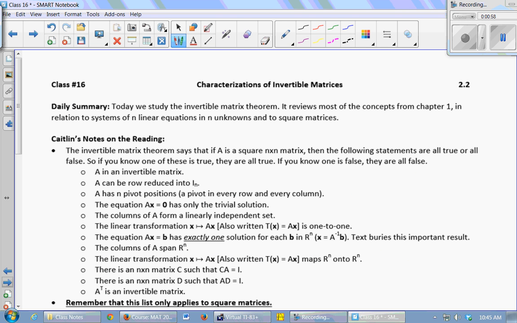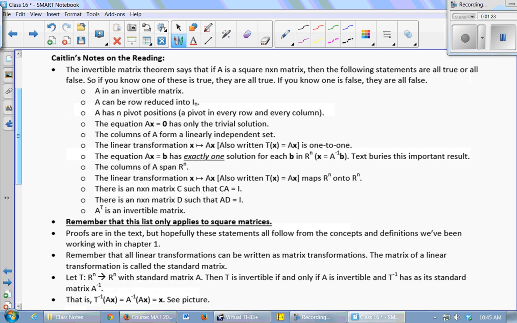Okay, so brief discussion of the reading. We're going to talk about the invertible matrix theorem today. This really pulls together many of the concepts from chapter 1 in one really important theorem. But it only applies when you have a square matrix, which means n linear equations with n unknowns. So the invertible matrix theorem says that if A is a square n by n matrix, then all of these statements are either true or all of them are false.